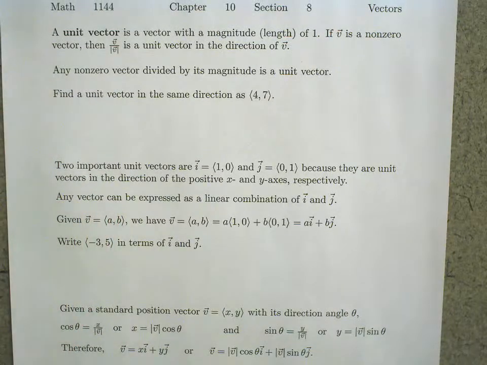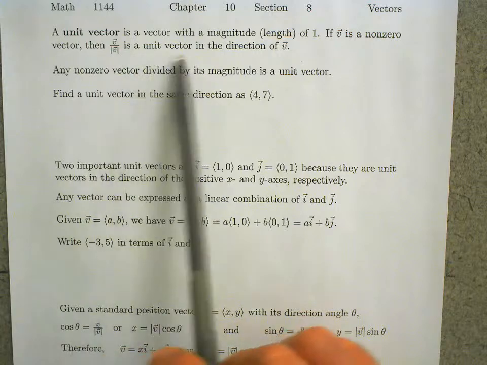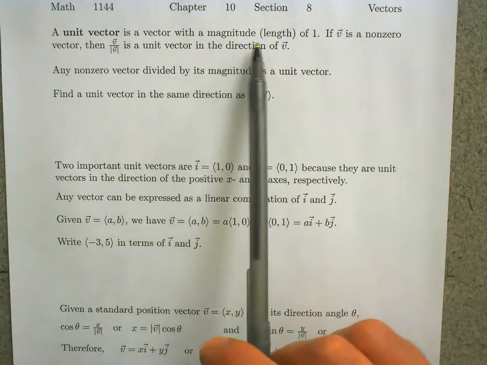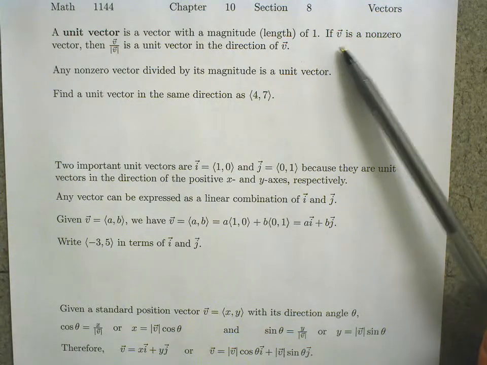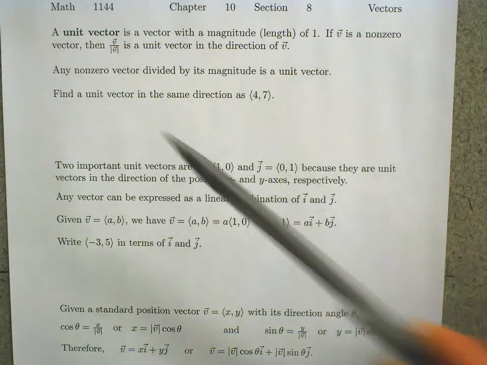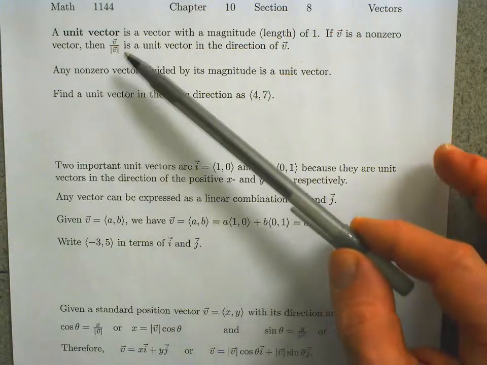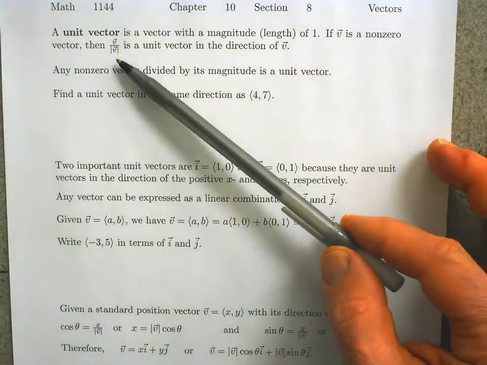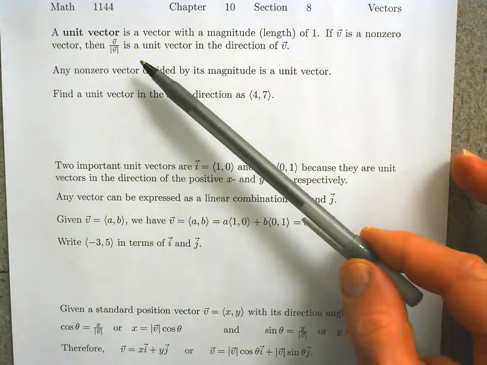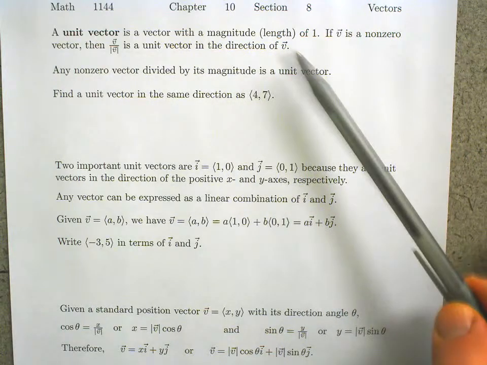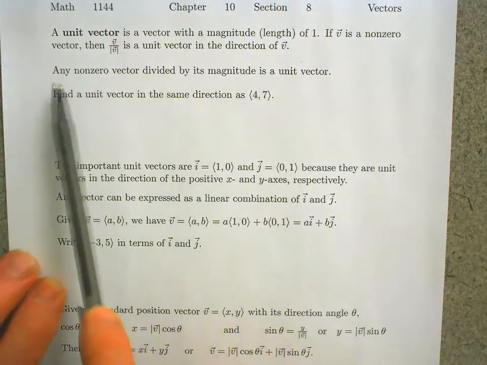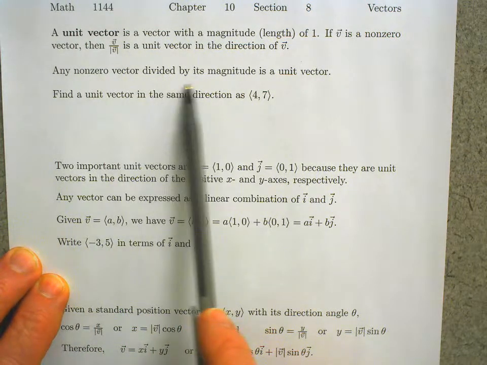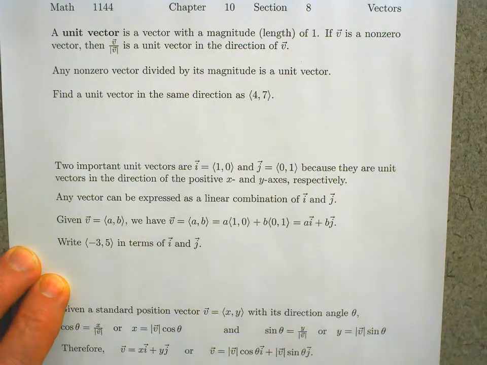Unit vector. A unit vector is a vector with a magnitude or a length of 1. So if vector v is a non-zero vector, then if you divide vector v by its length, that is a unit vector in the direction of the vector v. Okay, so any non-zero vector divided by its magnitude is a unit vector.